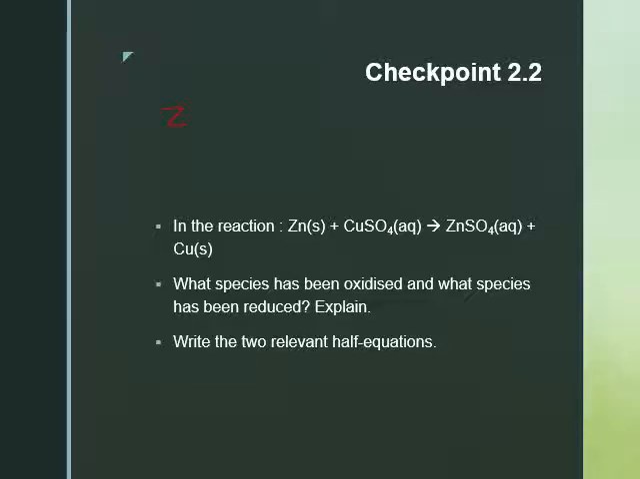So in this case, we have Zn to Zn2+, so I balance with electrons. Sulfate to sulfate is the same. I have Cu2+ going to Cu, so I balance with electrons. So these are the two half equations. So which has been oxidized? Zinc has lost electrons, so this is oxidized. And the second one, Cu2+ has gained electrons, this is a reduction. So when we write the half equation, we can actually explain oxidation and reduction in terms of loss or gain of electrons.